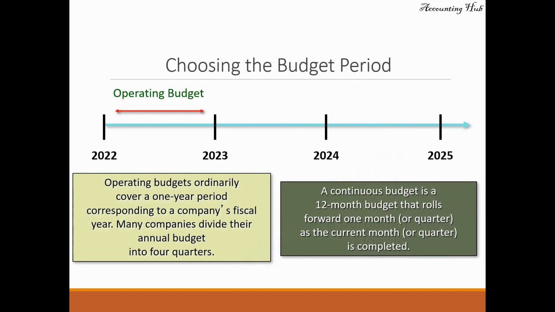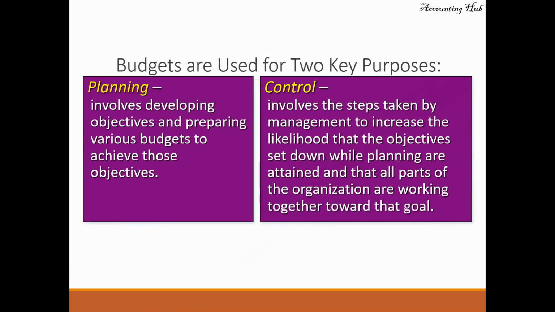So here, operating budgets ordinarily cover a 1 year period. Many divide their annual budget into 4 quarters or 12 months, and a continuous budget is a 12 month budget that rolls forward 1 month or quarter as the current month or quarter is completed. So here, operating budget, 1 year budget. More than 1 year, we are talking about investment, we are talking about payback, net present value, and so on, not about budget anymore.